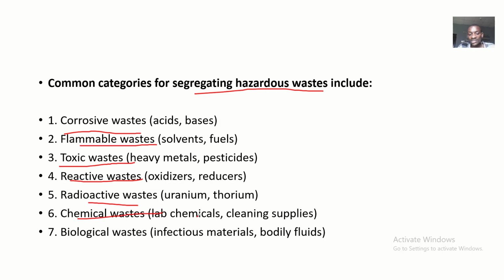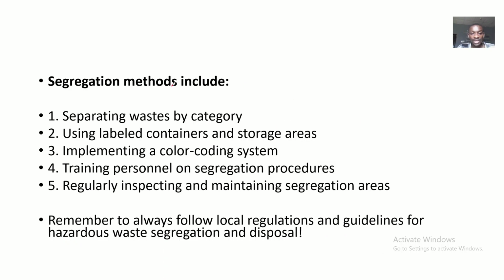You could have chemical waste like lab chemicals and cleaning supplies. You could have biological waste like infectious materials and bodily fluids. Segregation methods include separating waste by category, using labeled containers and storage areas, and implementing a color coding system. Then train personnel on segregation procedures, and regularly inspect and maintain segregation areas.